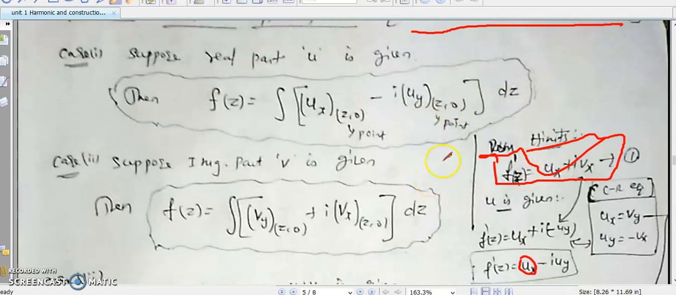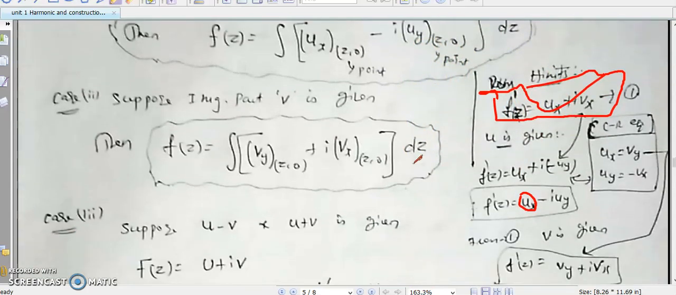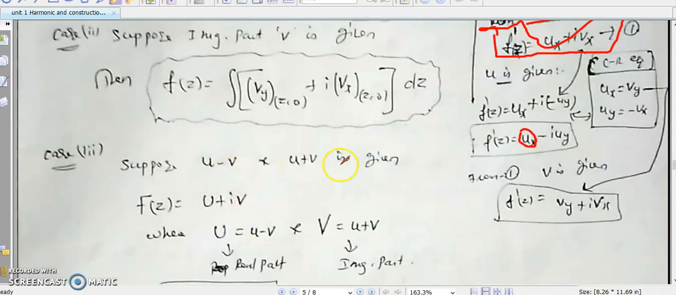Be careful here. Next, suppose u minus v and u plus v are given in the problem. How can we find which is the real part and which is the imaginary part? It is difficult to decide. For this case we take capital F of z equal to capital U plus i capital V. Here capital U is u minus v and capital V is u plus v. So u minus v is the real part and u plus v is the imaginary part. Minus is the real part, plus means imaginary part.